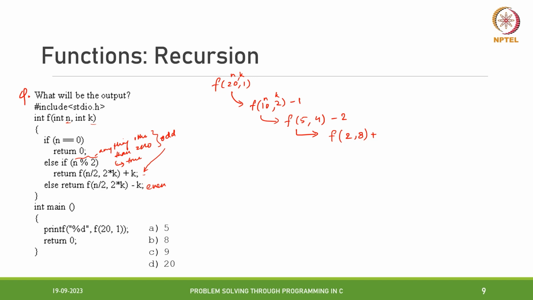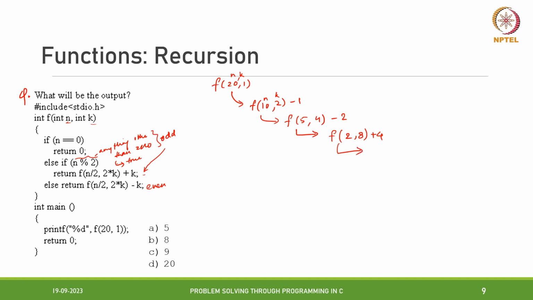Sir, how did k become 8? No, it does not, k does not become 8, twice of k we write as 8, so k is still 4. Okay, I misspoke. So n was 5 and k was 4 for this function call, and now it is calling the function with the values n by 2, which is 2, and twice of k, which is 8, and then adding with k, which is 4. Is that clear? Yes, sir.